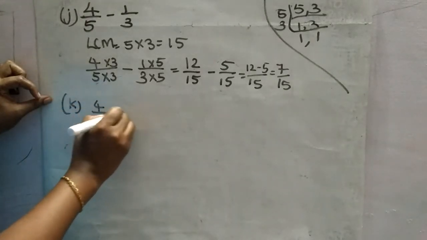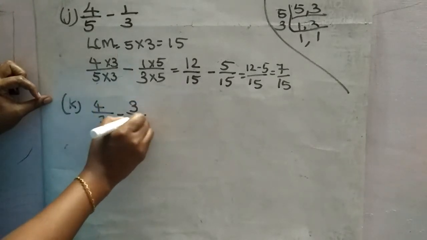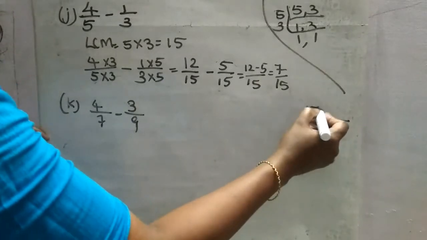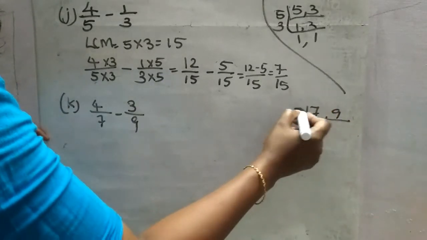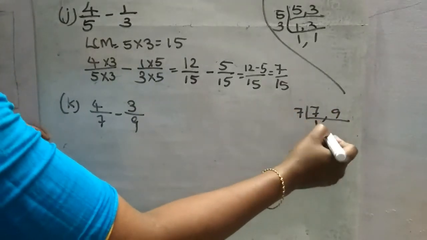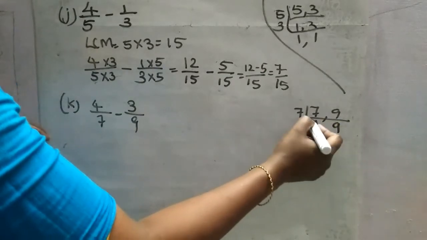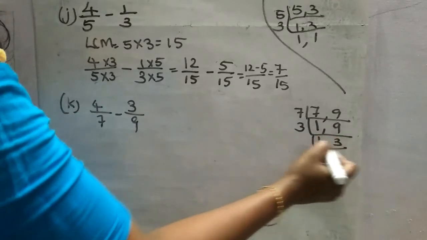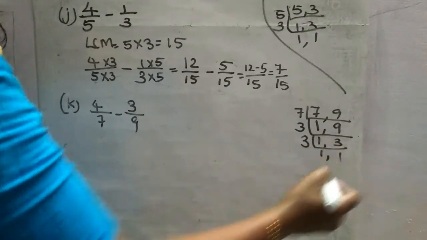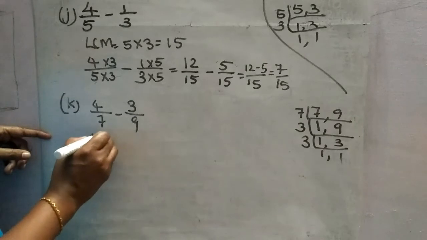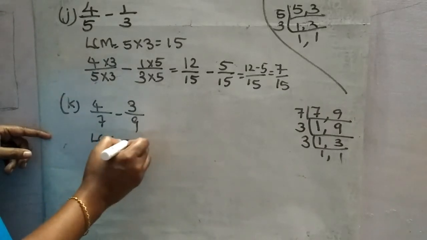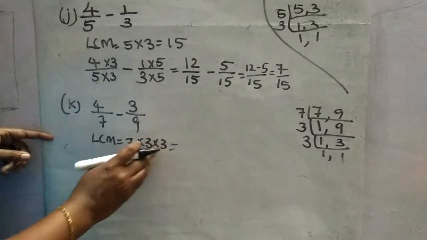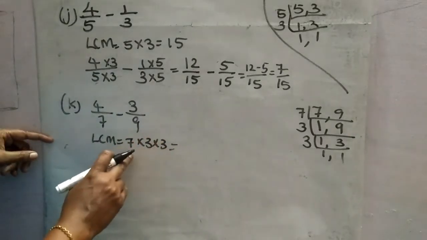4 by 7 minus 3 by 9. Find the LCM of 7 and 9. 7 is a prime number, divided by 7. 9 will not go, write the same. 3 times, again divide by 3, 1 time. Now what will you get as the LCM? 7 into 3 into 3. 3 3s are 9.